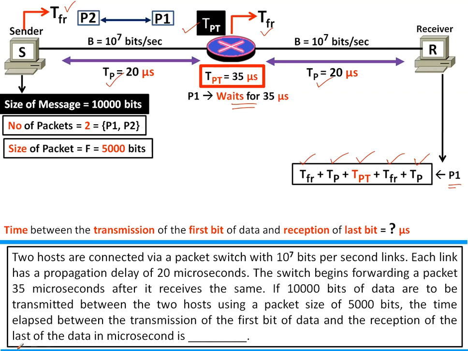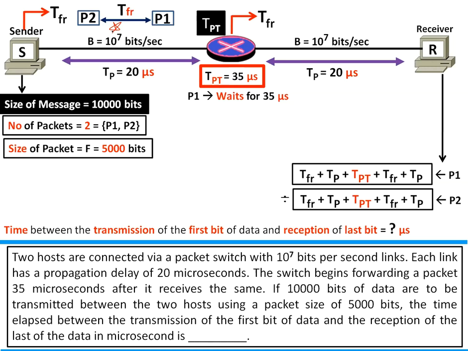What is the difference between P1 and P2 in the network, guys? The difference between P1 and P2 in the network is how much time? Purely TFR. So at what time does the second packet come? That also comes with TFR. Because P2 also waits. Though P2 covers the distance while P1 is waiting, unfortunately P2 also has to wait. So in the second hop, they will be the same. So between P2 and P1, again it will be TFR, guys. So you get an additional TFR seconds.